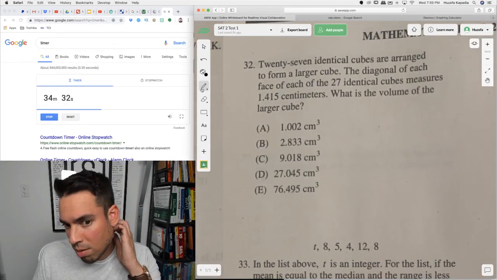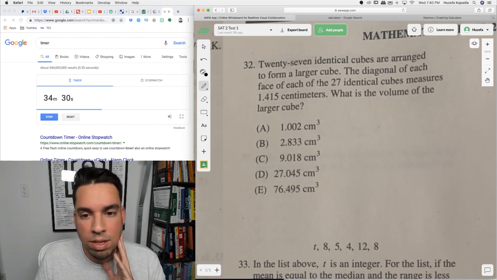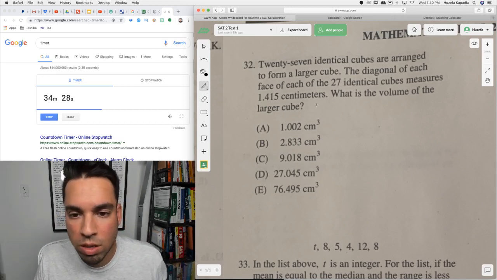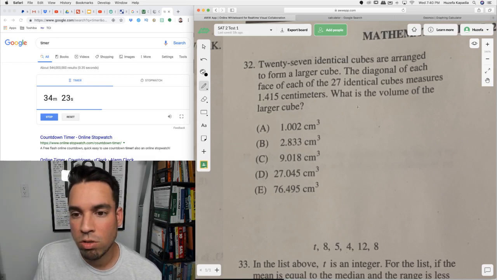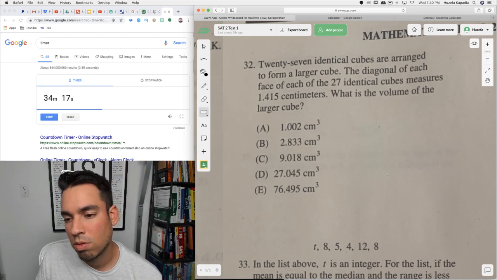32. I think I'm doing pretty good on time because I'm more than halfway done. I got more than half the time, but the questions could start getting really hard now. 27 identical cubes are arranged to form a larger cube. The diagonal of each face of each of the 27 identical cubes.